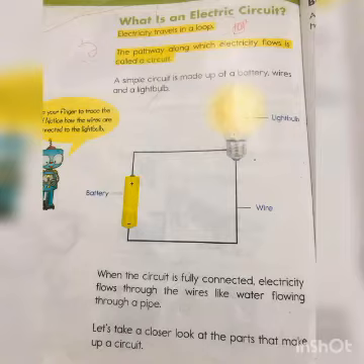And when the circuit is fully connected, it means that when all these three things are connected to each other in a correct arrangement, then electricity flows through the wires like water flowing through a pipe. It's just an example given over here, like water is flowing through the pipe smoothly. The same way, electricity is supposed to flow through the circuit like this. They have given you a whole circuit over here. Now furthermore, we will take a closer look at all the parts of this circuit individually.